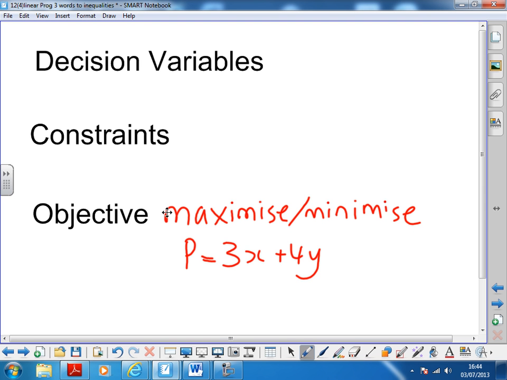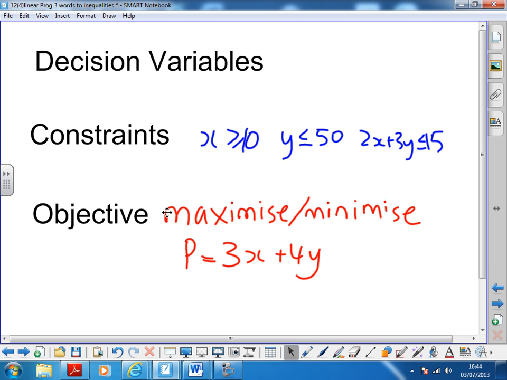The constraints are the things we were working on in the last video, the inequalities. So maybe x has to be bigger than or equal to 10, y has to be less than or equal to 50, and maybe 2x plus 3y has got to be less than or equal to 15 or something like that. Whatever these things are. So those are the sort of constraints that we're usually doing.